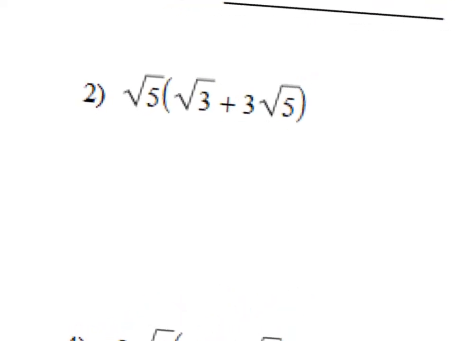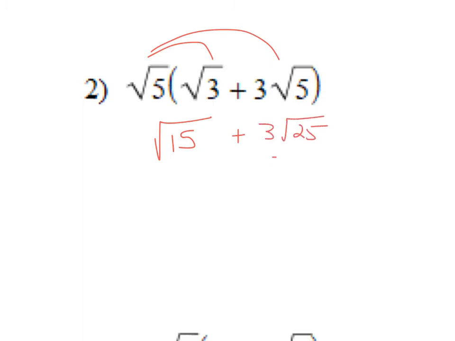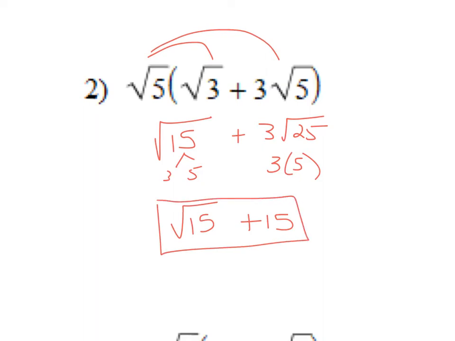Number 2, we're going to distribute here as well. So I'm going to go ahead and take the 5 times the 3 and get square root of 15. And then I'm going to multiply the square root of 5 and get 3 root 25. Now, the square root of 25 is just 5, so really this is just saying 3 times 5, which is 15. Now, the square root of 15 breaks down to 3 and 5, but nothing will pair up and move out, so I'm going to leave it square root of 15 plus 15.